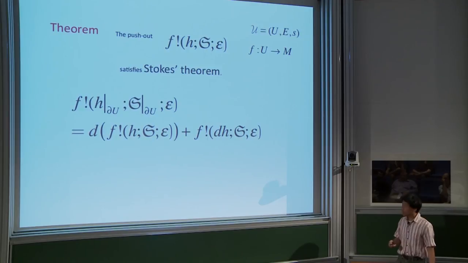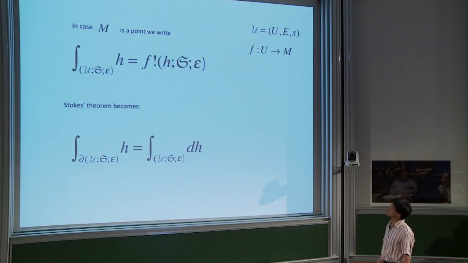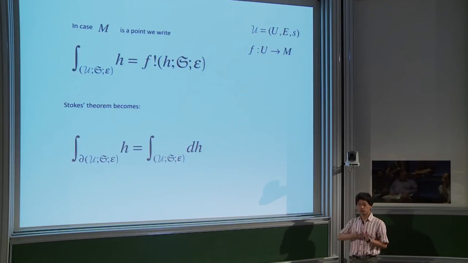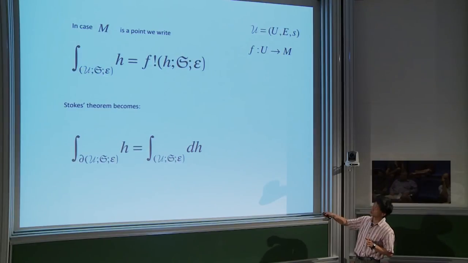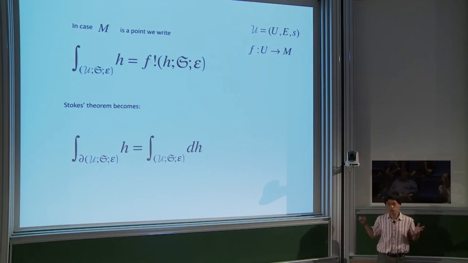And to make it clear, I want to explain one special example. So suppose that M is just a point. So in this case, push out, you get a number. So it's a usual integration. So in place of writing this, I just want to write integration. So you can integrate h of this space U with this perturbation data. This is the number depending on epsilon. And this integration satisfies this usual Stokes theorem. If you integrate the boundary, it's equal to this integration of d of h. So this is the Stokes theorem.